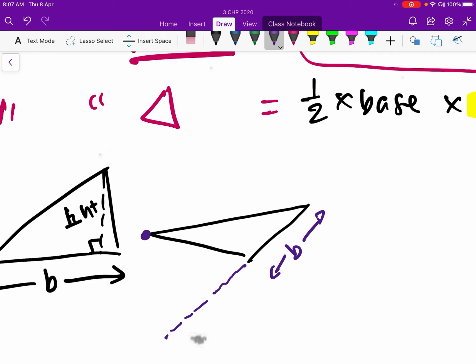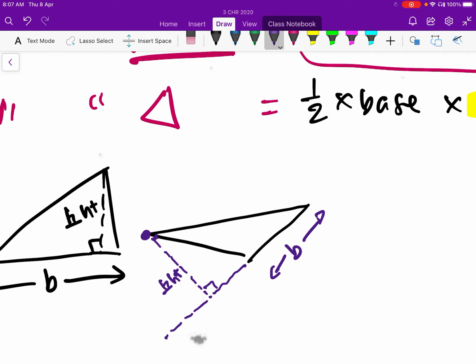Now, when you put your ruler or your set square on the point that was not used for the base, now you can drop a perpendicular line down. And this is your perpendicular height. This is the troublesome case.